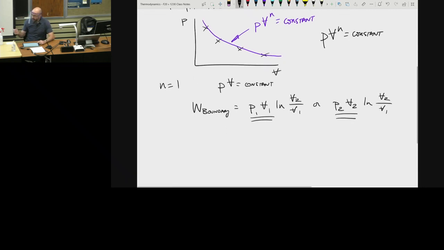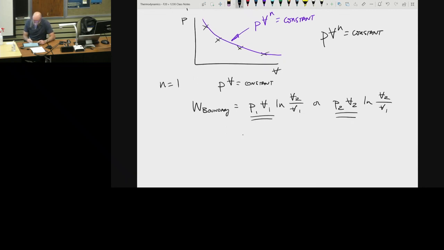Now, let's just say we had specific volume. We could write this as mass times P1 specific volume 1 natural log of v2 over v1, or mass times P2 little v2 natural log of v2 over v1. We could write it in the specific volume way as well.